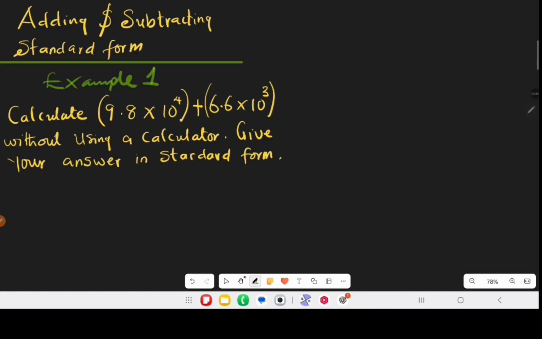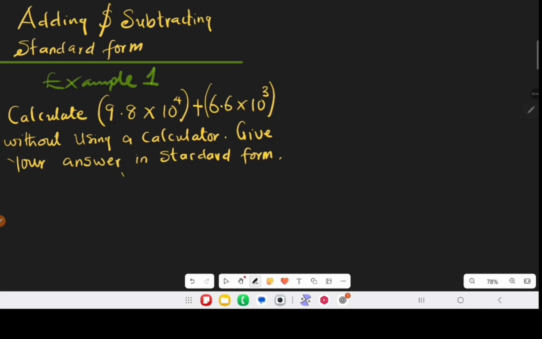Add and subtract standard form. Example 1: calculate 9.8 times 10 raised to the power of 4 plus 6.6 times 10 raised to the power of 3 without using a calculator. Give your answer in standard form. This is a bit tricky.